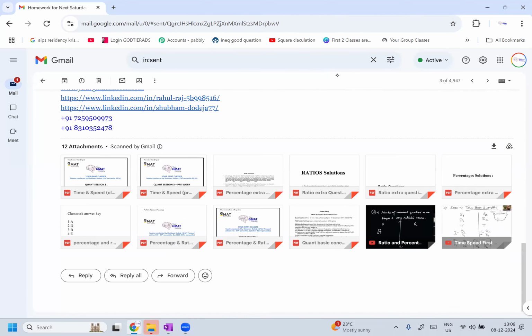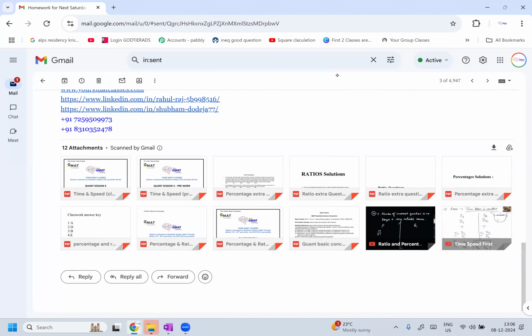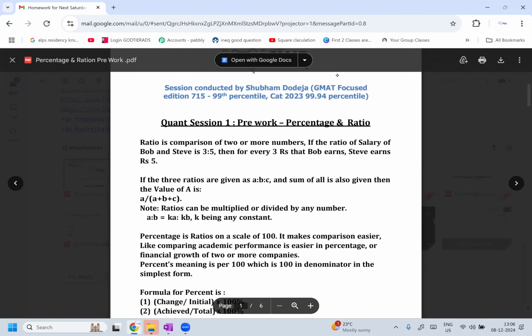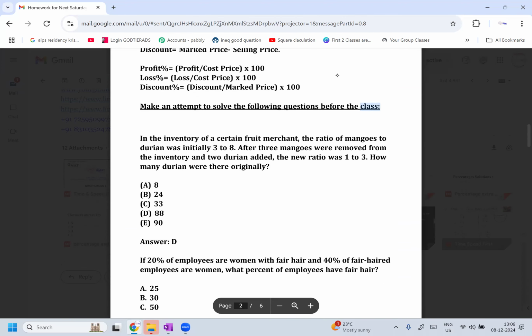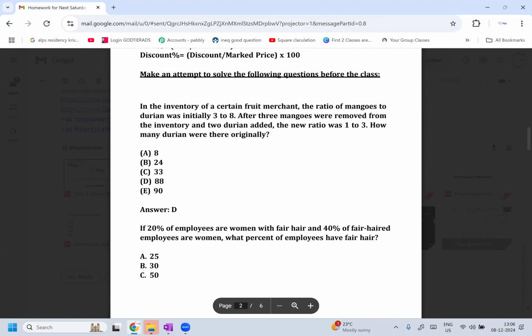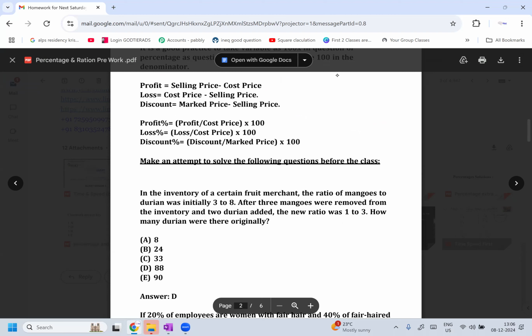The class handout is there. Now there are so many handouts, but this should not make you mad at all. I'll just tell you what exactly it is. This is a pre-work handout. This was supposed to be done before you come for the class because there are easy questions over here. Shubham told me a lot of people have not done it. That's absolutely acceptable because you inquired with me 2-3 days back. So your job is to just do this by yourself.